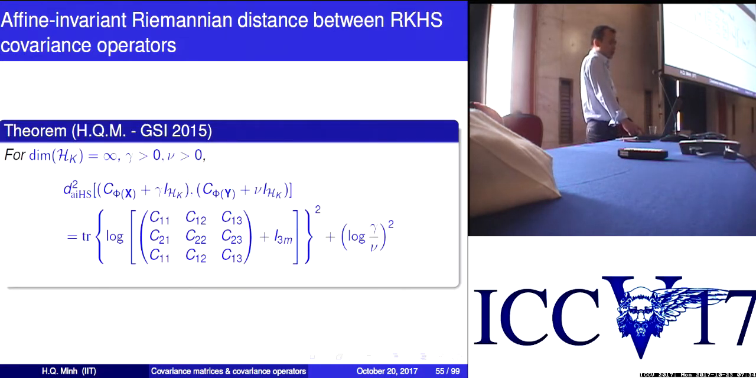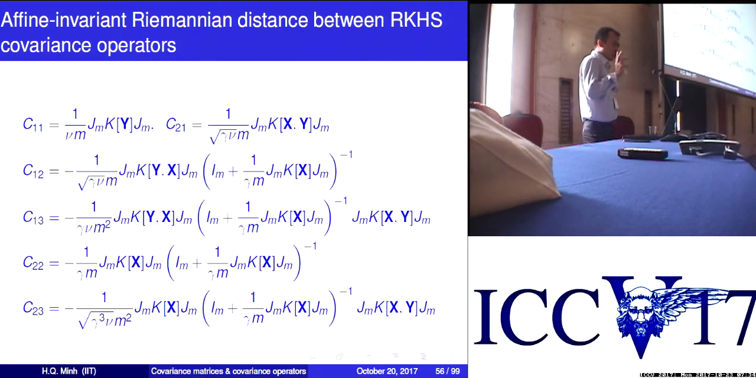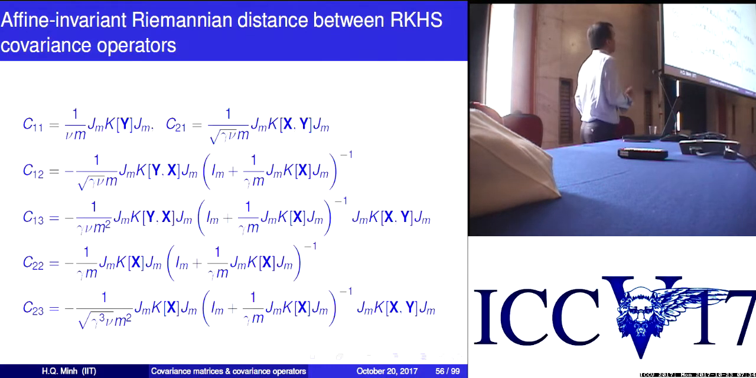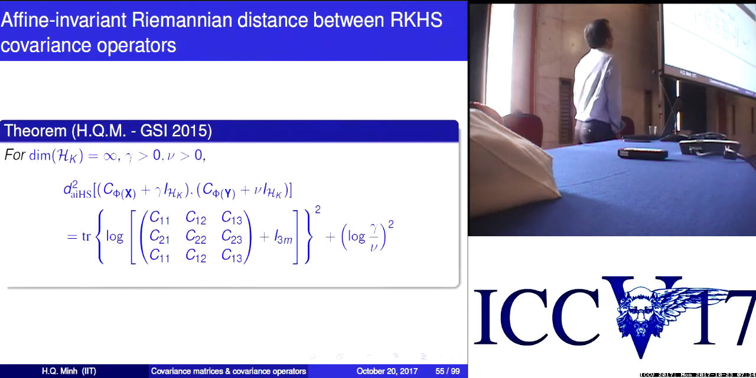Okay, I'm just showing this formula to show that they can be computed explicitly, even though it is kind of complicated. We compute the trace of the log of a 3m by 3m matrix plus a constant, where these are all m by m matrices defined in terms of the Gram matrices kxy, kx and ky. If we have all these matrices, then we have a 3m by 3m matrix, so we can compute all the eigenvalues, compute the log, and sum them together. So that's that.